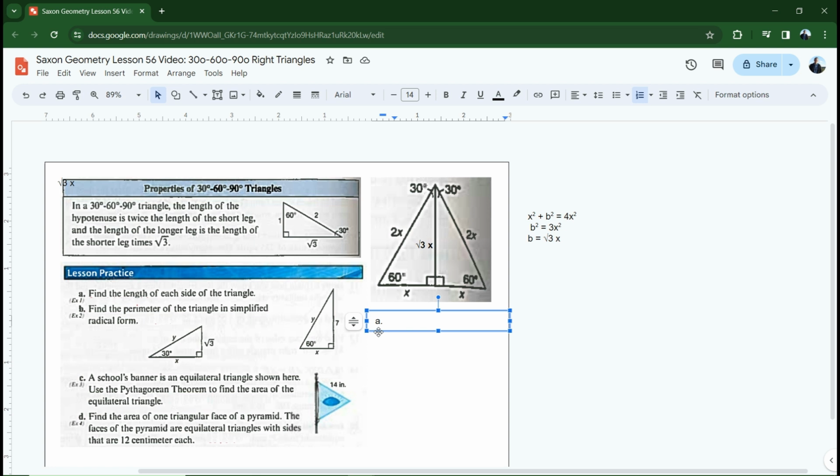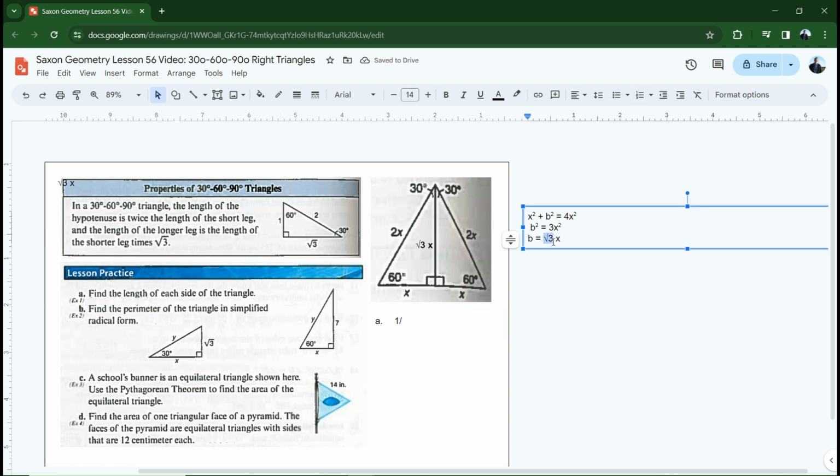Let's see. y is going to be the one that's the longest. y is going to be 2 times whatever x is, right? So let's see, 1, 2, square root of 3. The short side is 1, the hypotenuse is 2, and the other side is the square root of 3. That means 7 relates to x as the square root of 3 relates to 1. Here's how I'm going to do this one. 1 over the square root of 3.